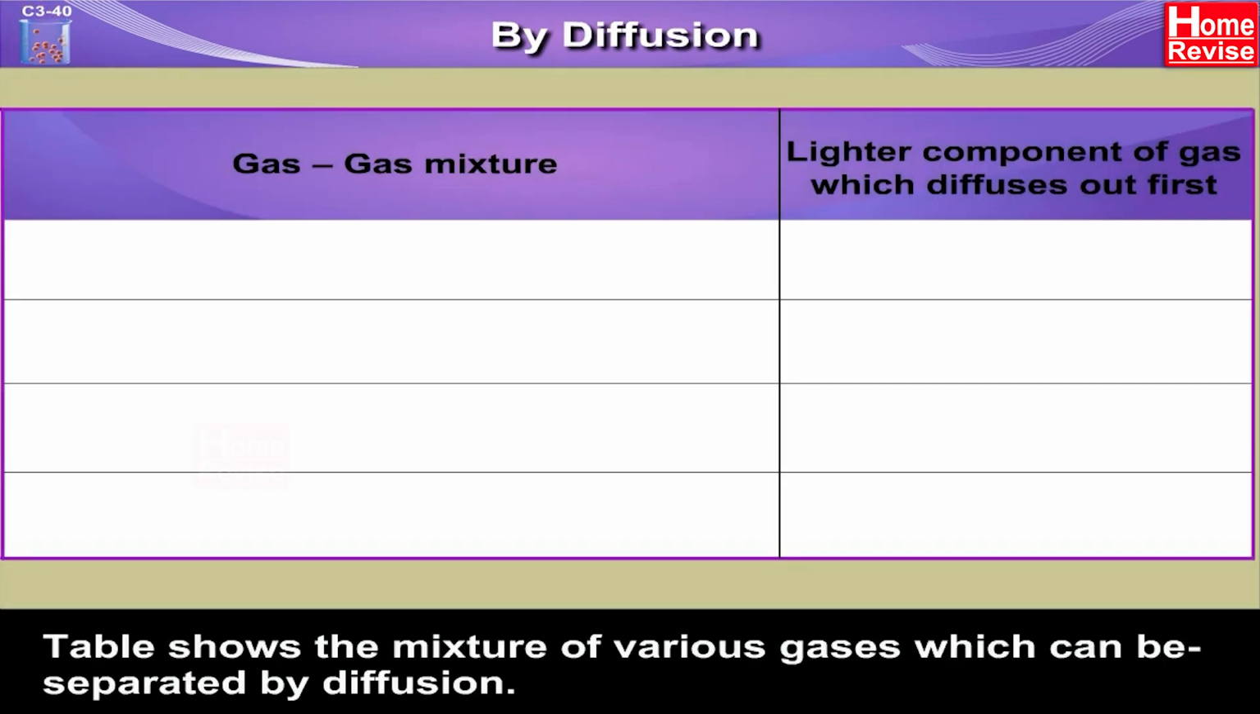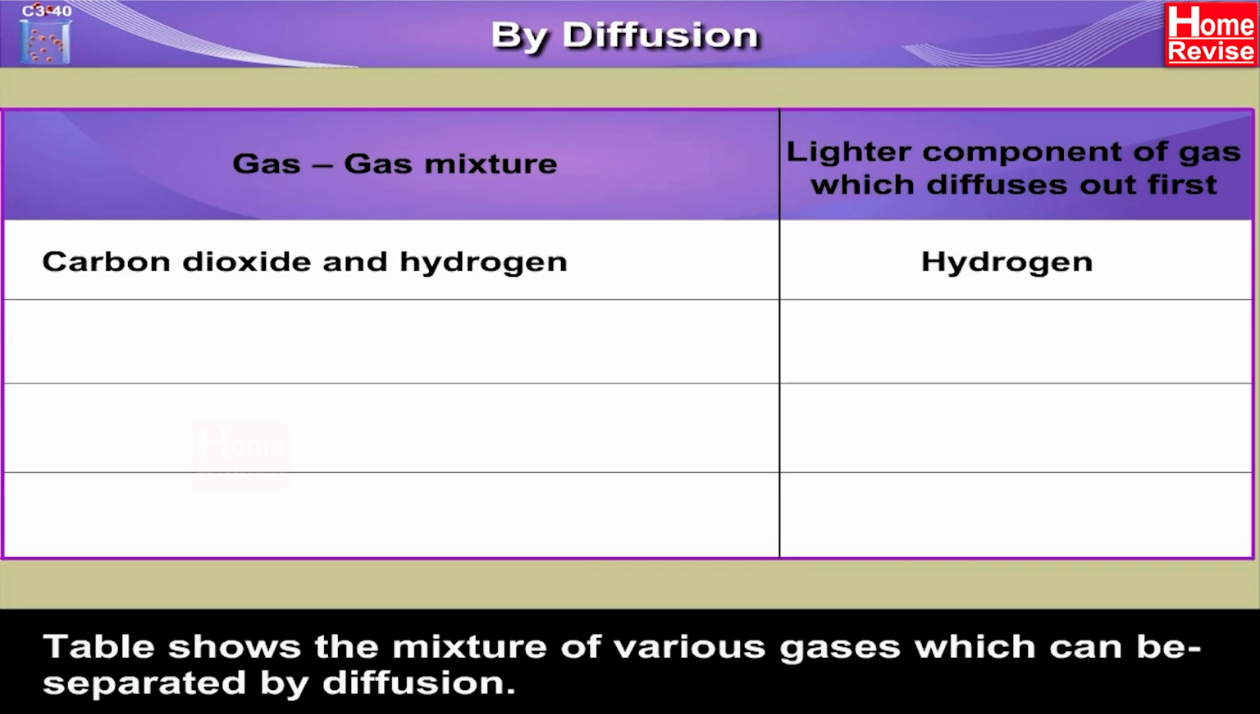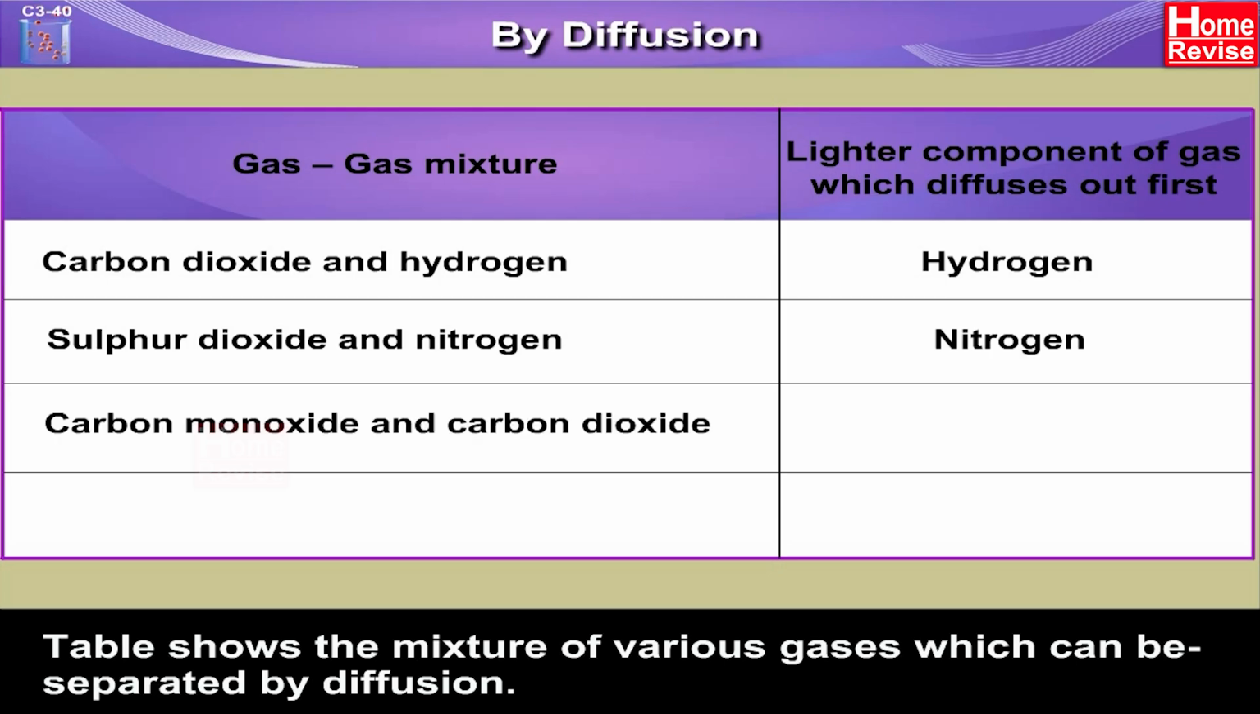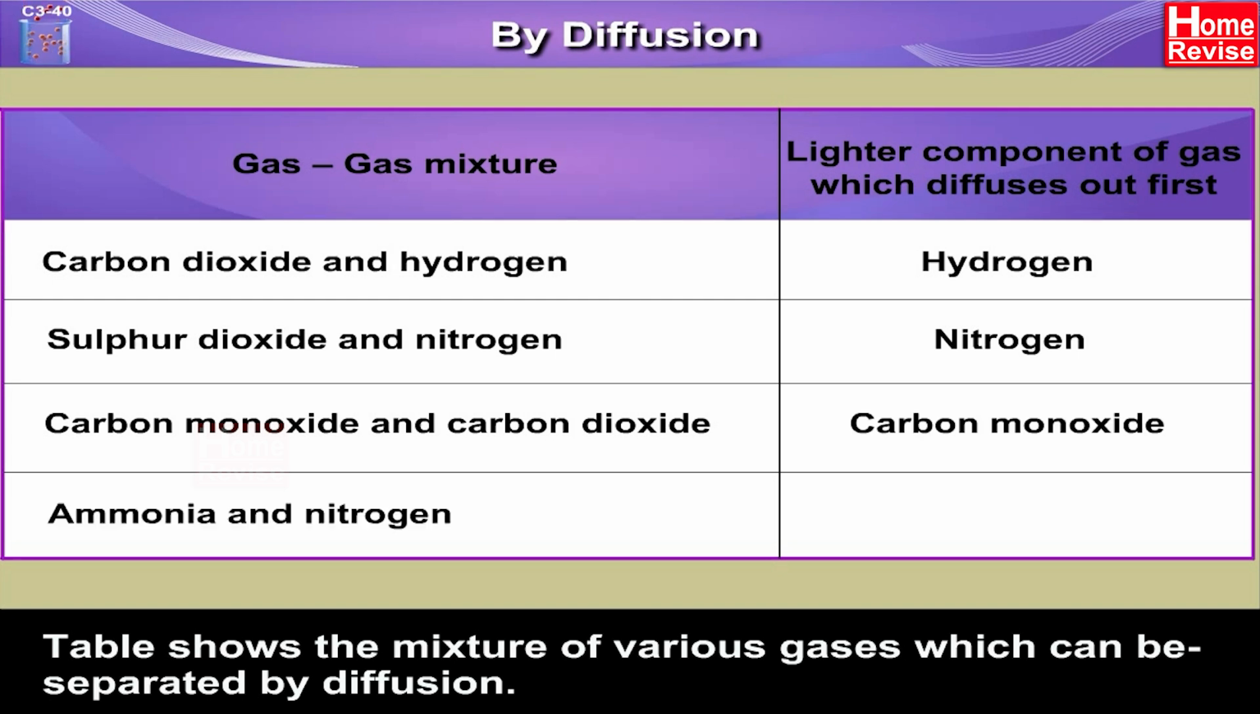Table shows the mixture of various gases which can be separated by diffusion. In the gas-gas mixture of carbon dioxide and hydrogen, the lighter component of gas which diffuses out first is hydrogen. In sulfur dioxide and nitrogen, nitrogen diffuses out first. In the mixture of carbon monoxide and carbon dioxide, carbon monoxide diffuses out first. In the mixture of ammonia and nitrogen, ammonia is the lighter component of gas which diffuses out first.